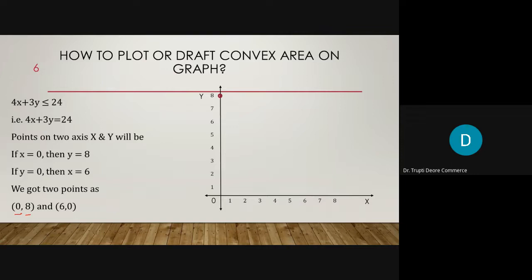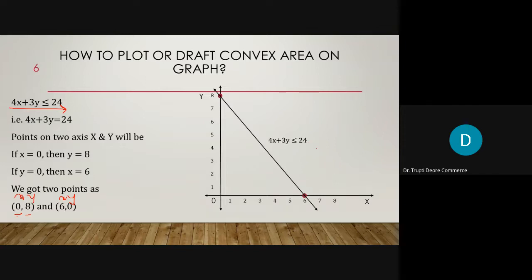Second is (6, 0). It means x is 6 and y is 0. So the first is x 0 and y is 8, second is x 6 and y is 0. So we got 2 points. When we connect these 2 points, we get a line, this one. This line is 4x plus 3y, and we got this line as 4x plus 3y less than or equal to 24.